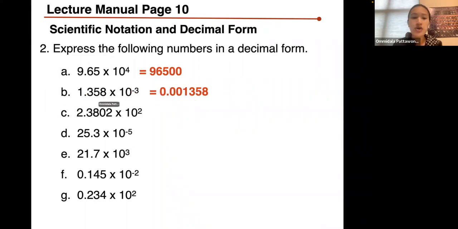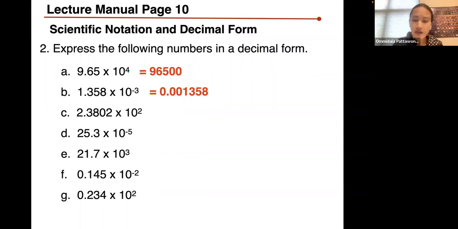So I want you to use the method that I just mentioned and go ahead and complete C, D, E, F, and G. You can pause the video now to complete those, and when you're ready, resume your video again.